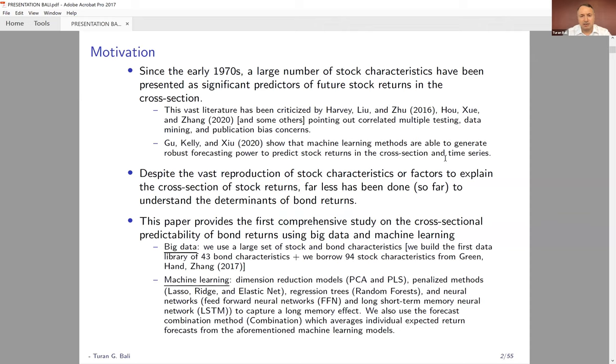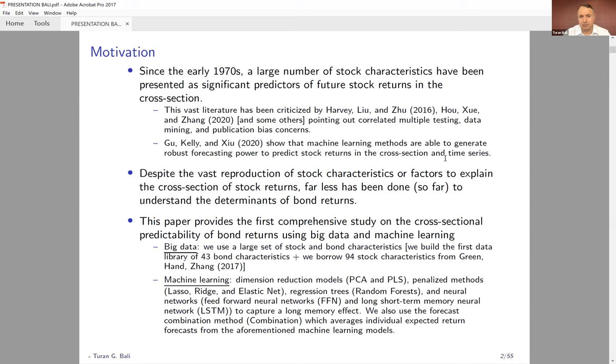However, recently, over the past few years, this vast literature has been criticized by Cam Harvey and his co-authors, Harvey et al. and Hou et al., among others. And all these papers have legitimate concerns about data mining, data snooping, p-hacking, correlated multiple testing, and so on. So identifying a robust and economically sensible stock return predictor becomes an important task in asset pricing.